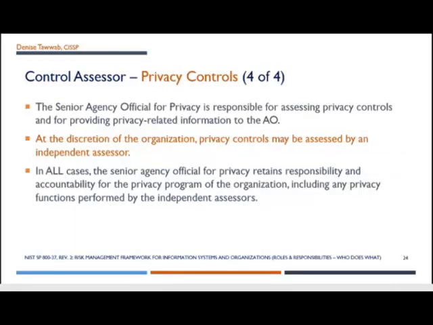Now, with respect to privacy controls, the chief official for privacy is responsible for assessing privacy controls and providing privacy-related information to the authorizing official. At the discretion of the organization, privacy controls may be assessed by an independent assessor. In all cases, the chief privacy officer retains the responsibility and accountability for the privacy program of the organization, including any privacy-related functions that are performed by independent assessors.